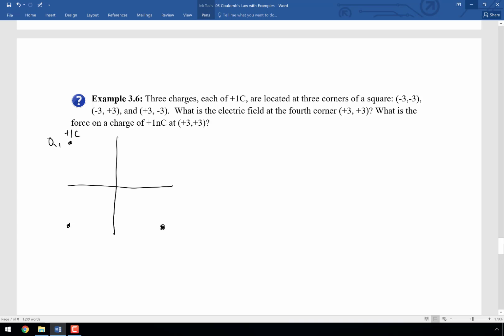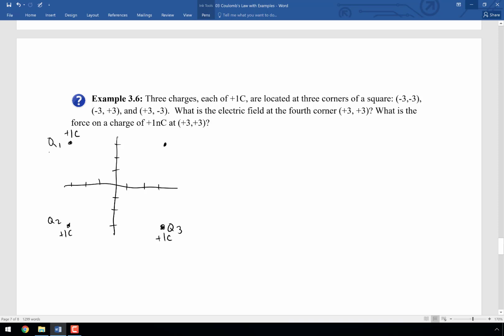Could omit the plus there, but we'll go ahead and include it this time. That's Q2, and this is Q3. That's also plus 1 coulomb, and each of these are located 3 units from the origin. This one is 1, 2, 3 units from the origin, 1, 2, 3 units from the origin, and then 1, 2, 3. And so the question is, what is the electric field at that 4th corner of the square?